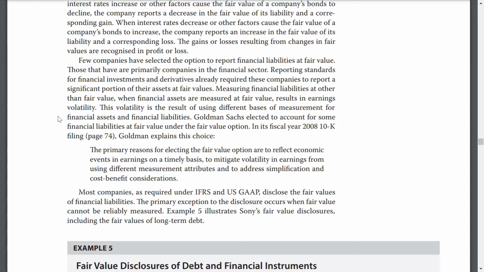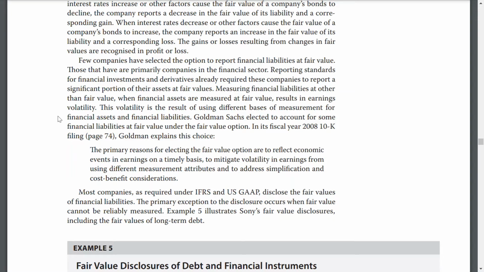Few companies have selected the option to report financial liabilities at fair value. Those that have are primarily companies in the financial sector. Reporting standards for financial instruments and derivatives already require these companies to report a significant portion of their assets at fair value. Measuring financial liabilities at other than fair value when assets are measured at fair value results in earnings volatility. The volatility is the result of using different bases of measurement for financial assets and liabilities. Goldman Sachs elected to account for some of its financial liabilities at fair value under the fair value option in fiscal year 2008.